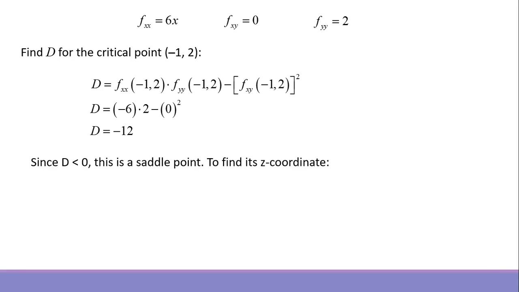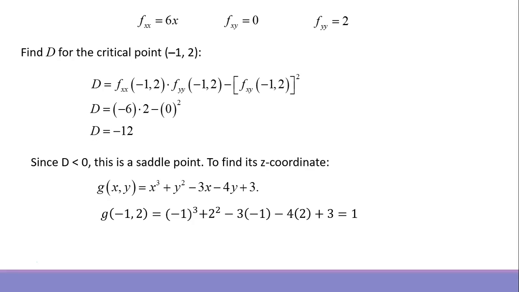So since d is negative at this point, that means we have a saddle point. And to find the z-coordinate, we still substitute -1 for x and 2 for y in our function, and we get a z-coordinate of 1. So our saddle point is at -1, 2, 1.